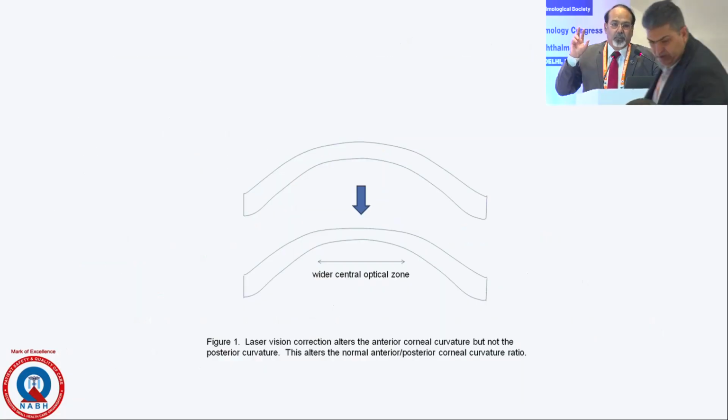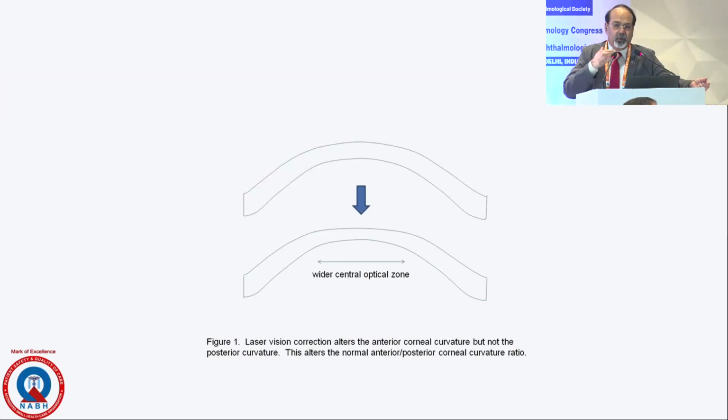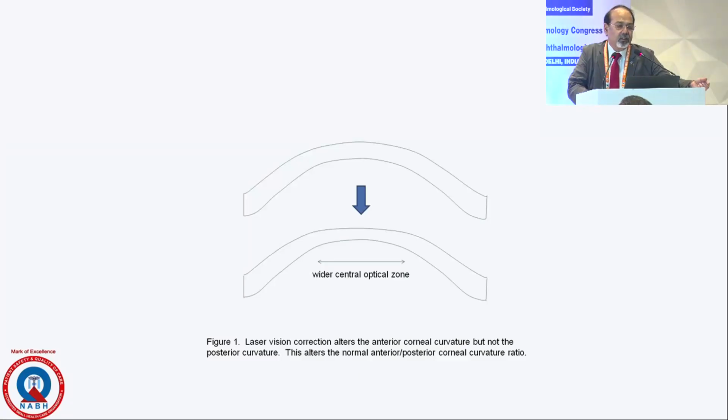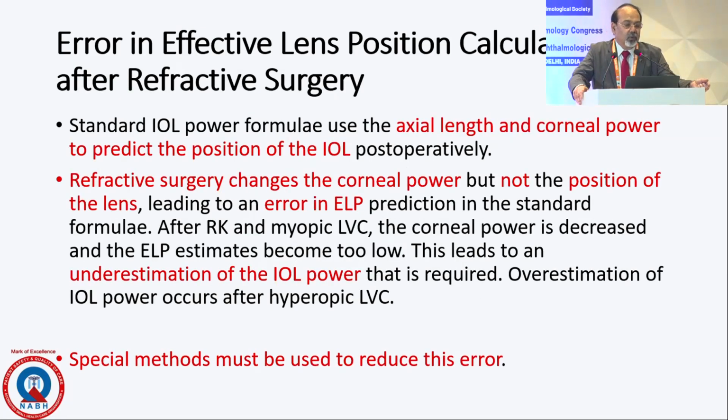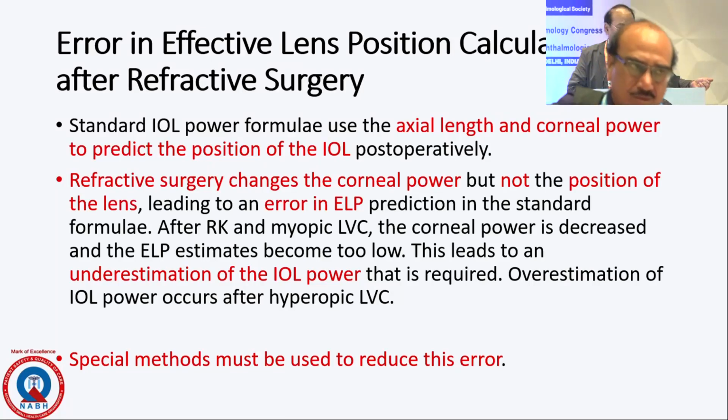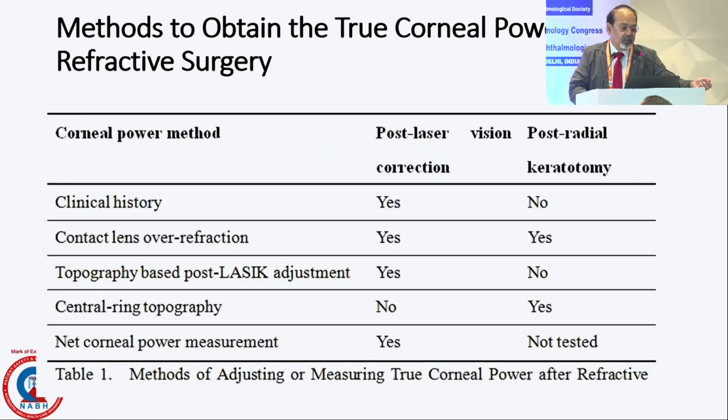But the optical zone is much wider, so there is not much of an issue because the calculation of the corneal curvature is not very difficult. The other thing, as I said, is the effective lens position, and this matters when you are calculating. Because of the curvature of the cornea, the effective lens position is erroneous in calculation, and this causes underestimation of the IOL power, and special methods are to be used.